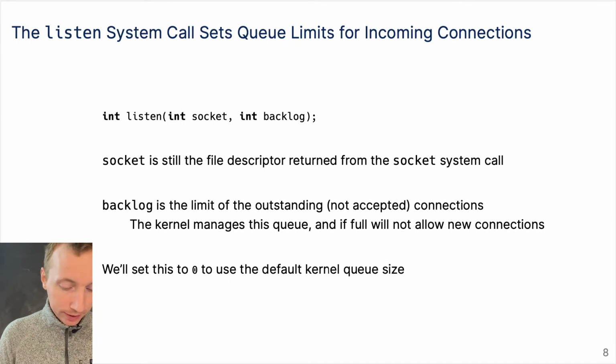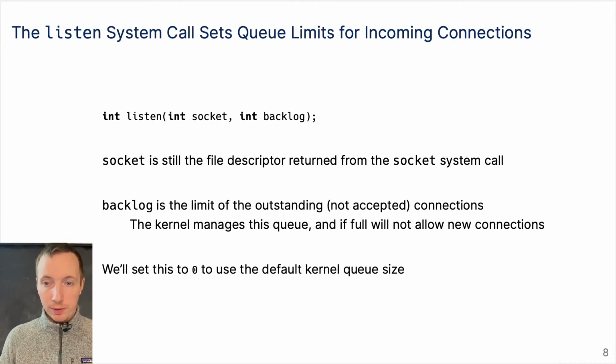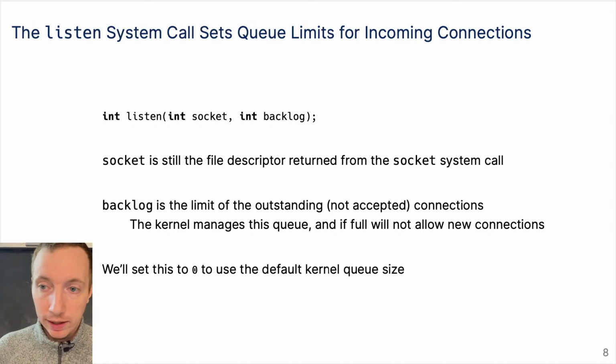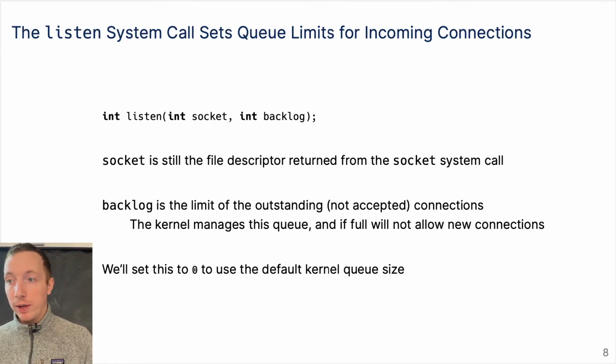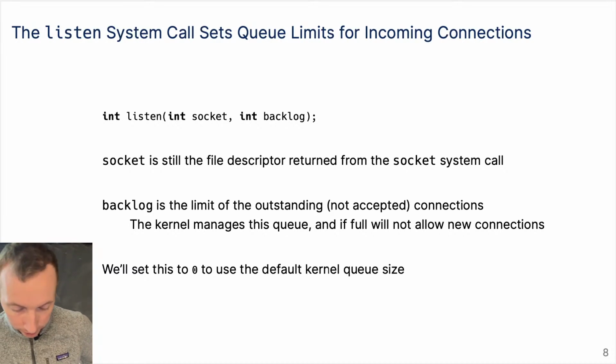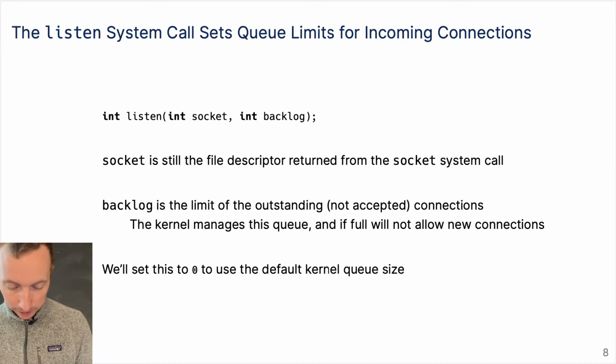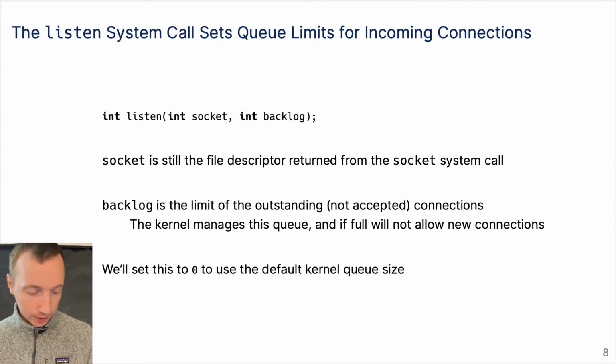So the listen system call is the one that sets the queue limits for incoming connections. Again, it just takes the socket file descriptor and then an integer of how many connections you want the kernel to stack up that you can be ready to accept at a single time. If more connections come in that are greater than the queue, the kernel is just going to drop the connections, and it's going to say your server's not responding anymore. So it's just a number of connections, and if you set it to 0, it's going to use a default queue size. So we'll just set it to 0 for our example today.